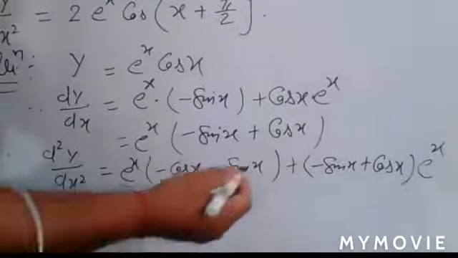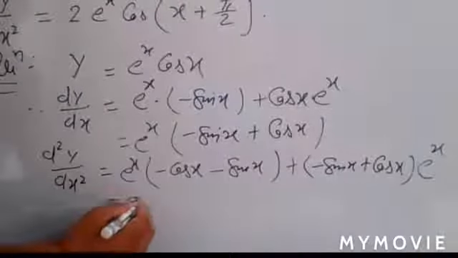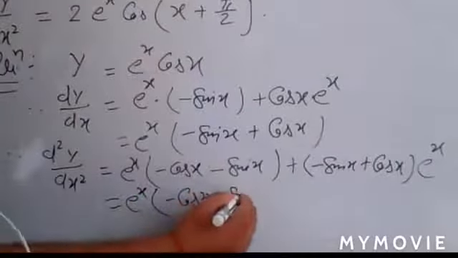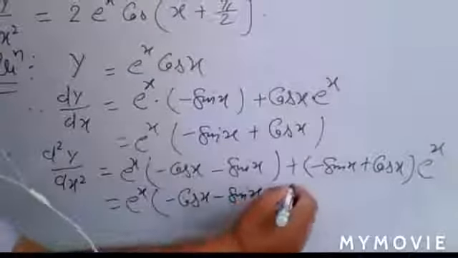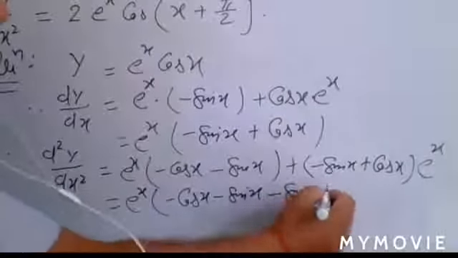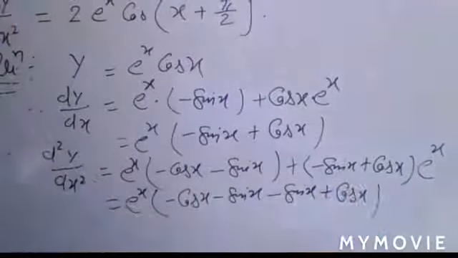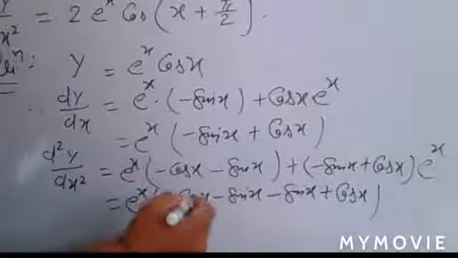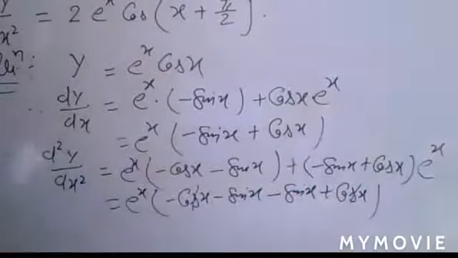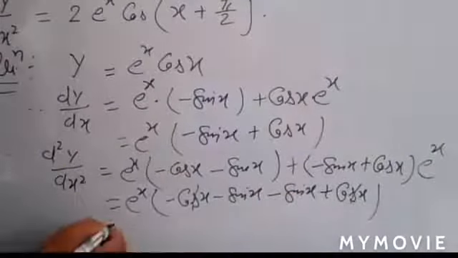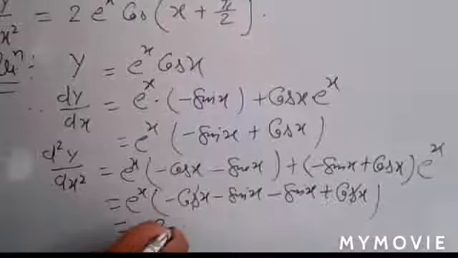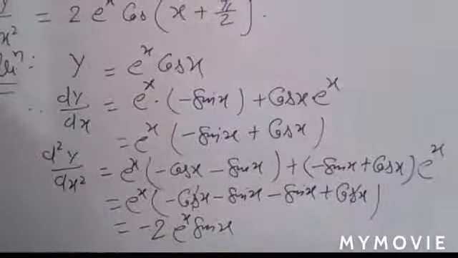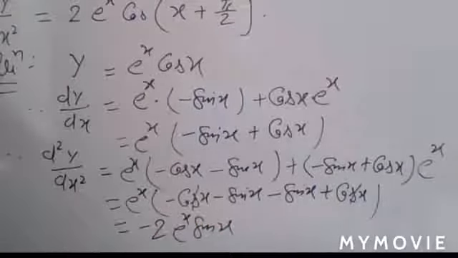Now take out common e to the power x again. So if you take e to the power x, you have minus of cos x, minus of sin x, and here you have minus sin x plus cos x. You note that. Here these terms cancel out: cos x and minus cos x cancel out, and you have minus 2 times e to the power x sine of x.